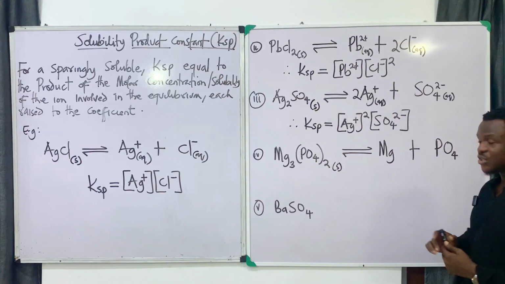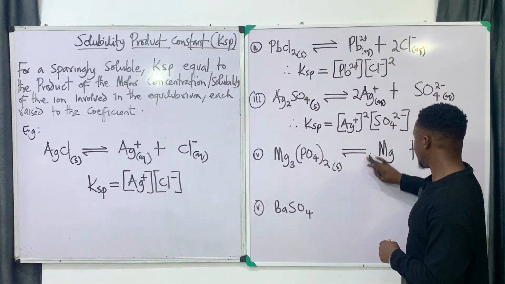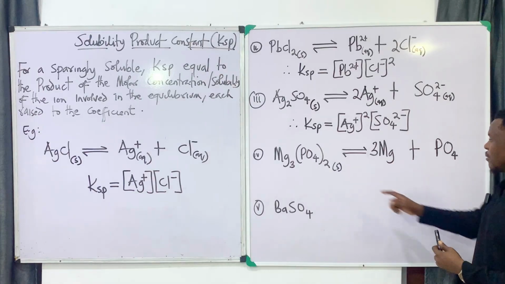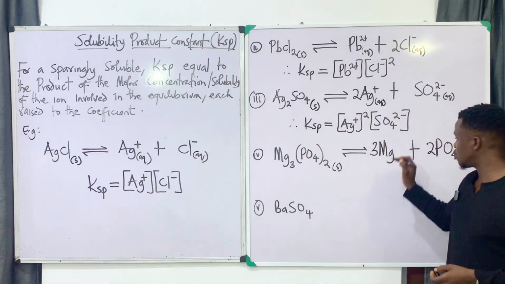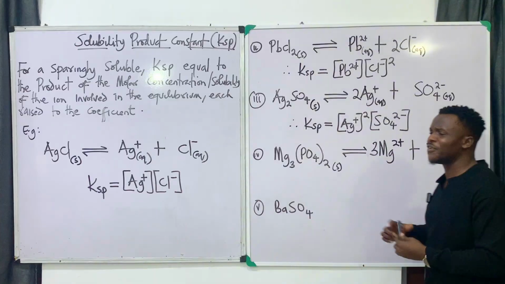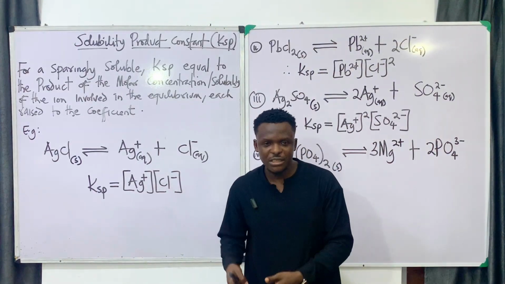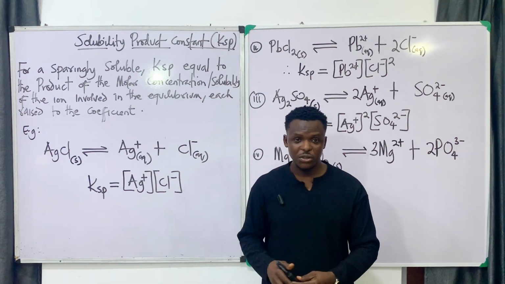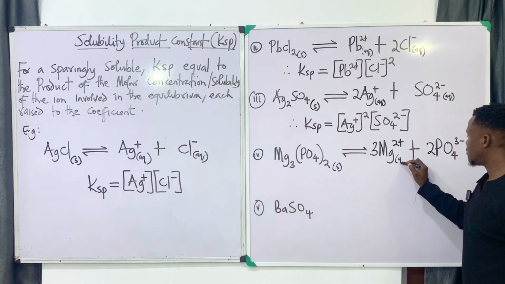So once you've done this, the next thing you're going to do is to balance. Magnesium is how many here? 3. So I'll put 3 here. PO4 is how many here? 2. Now the charge of magnesium is always 2 plus, and the charge of PO4 is always 3 minus. I know a lot of persons will ask, how will I know that this is 2 plus? Well, I'm not going to teach that in this particular topic. If I do that, we are going to deviate so much. There is a video dedicated to this already. So the next thing you're going to do is to add aqueous.